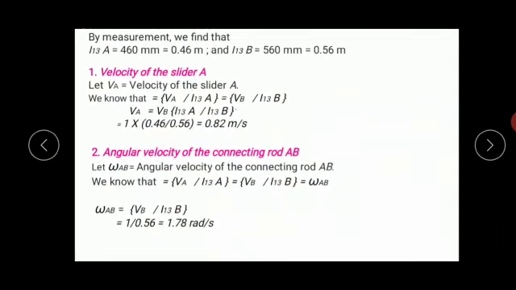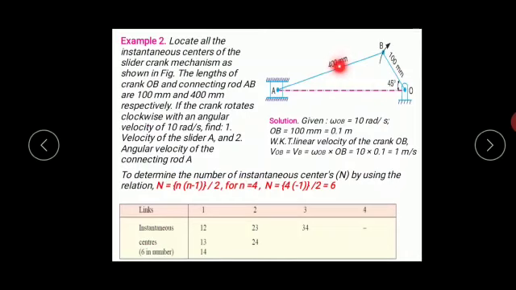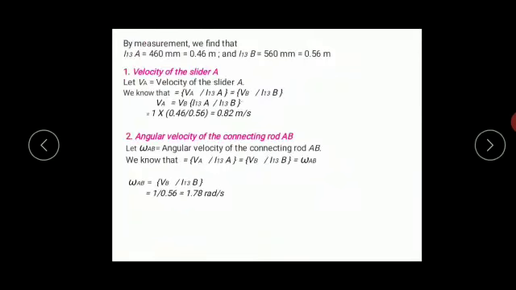Now next we are required to find out the angular velocity of the connecting rod AB. Here we know VB as 1 meter per second, and we can use the same equation, VA by I13A equals VB by I13B, which is equal to the angular velocity of AB. Now we know VB and I13B, so upon equating, VB is 1 and I13B is 0.56, which we have already measured from the sketch that we have drawn. So the angular velocity of the connecting rod turns out to be 1.78 radians per second. Hope you have understood the problem. Thank you.